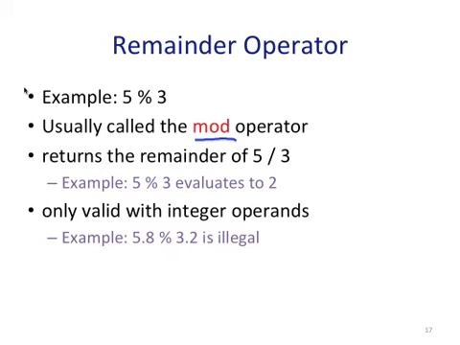So if you divided 5 by 3, you would get a quotient, which is 1. I represent the quotient as Q. You would get a remainder, which is 2. So 5 mod 3, 5 percent sign 3, is going to return the value 2. And this operation is only valid with integer operands because it does integer arithmetic. So you might look at this and think, oh, well, 5 divided by 3 is 1.666, so yes, the operation does make sense, but it's illegal in C++. Only integer division is supported with the remainder operation.